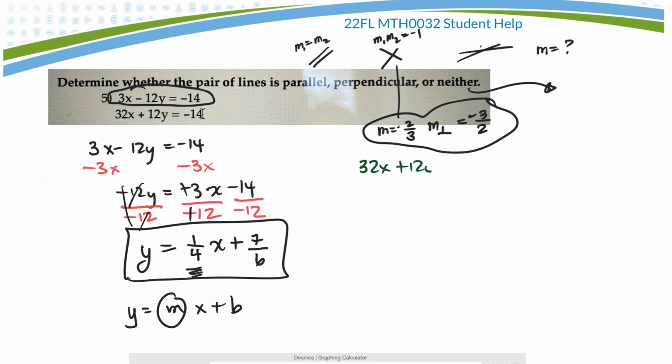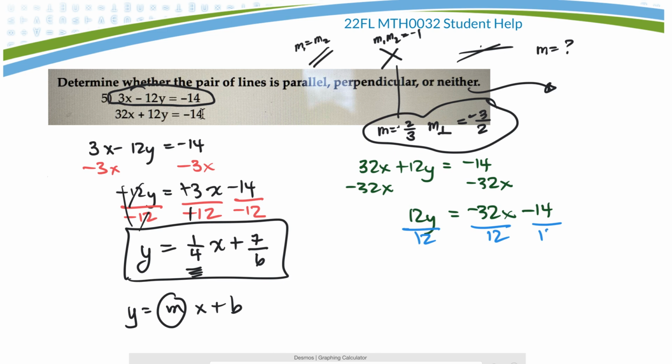32x plus 12y equals negative 14. So subtract 32x on both sides, and I get 12y equals negative 32x minus 14. Then I'll divide everything by 12. So y is equal to negative, I think 4 will go into each of those, so it'd be 8/3 x minus whatever 14/12 is, that'd be 7/6 again. But the slope is negative 8/3.